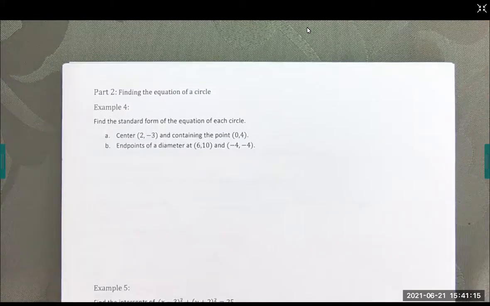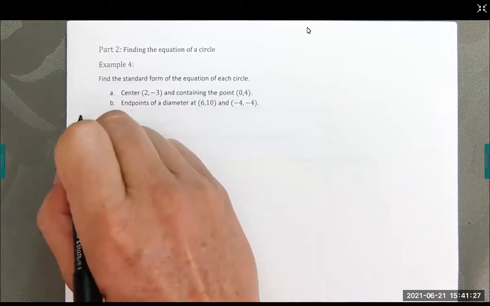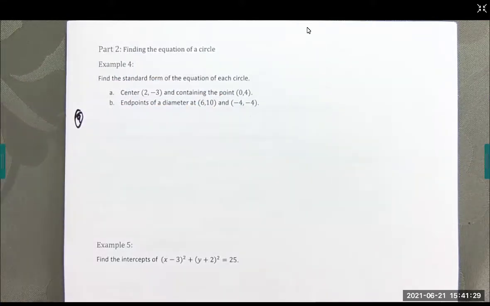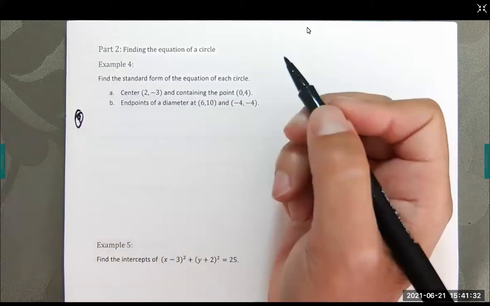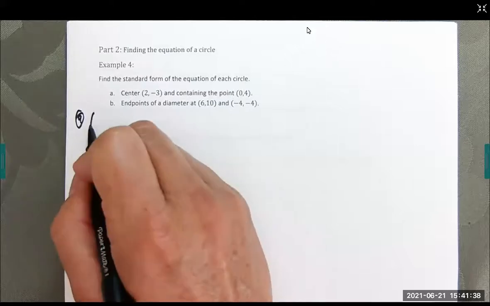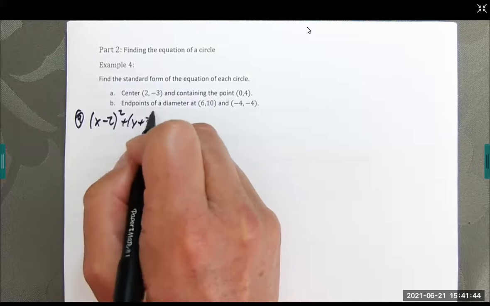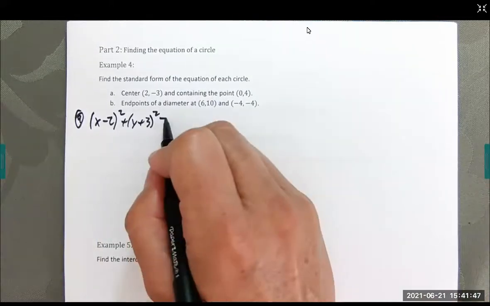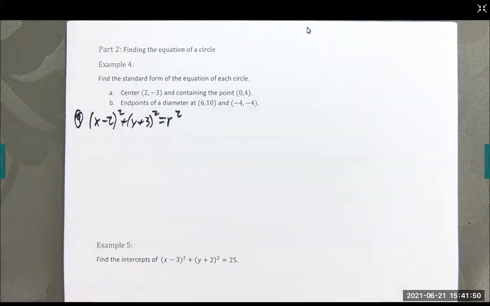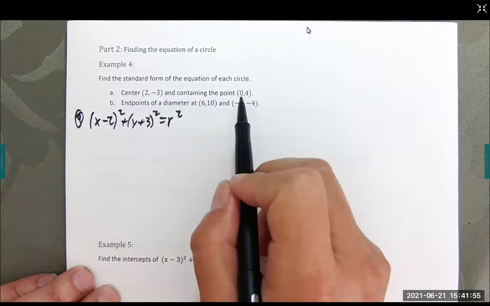Part 2, finding the equation of a circle given some information. All right, so we're going to start with part A. So we have a center at 2, -3. Remember, we're going to switch the signs on that. And it has the point 0, 4 in it. So let's start here. X minus 2 squared plus y plus 3 squared equals r squared, which we don't know yet. But all we have to do is find the distance between the center and any point on it, and we'll be able to get what r is.